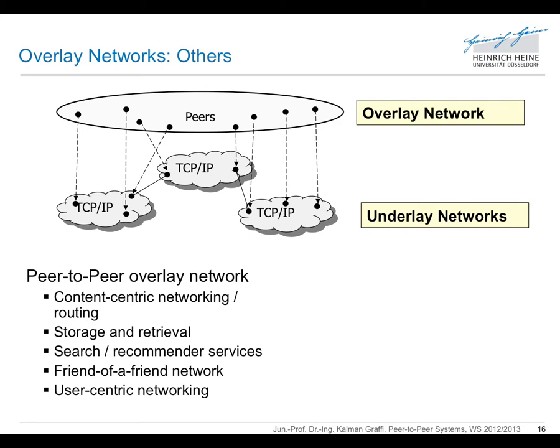So there are different overlays addressing different parts. What we will look at in the peer-to-peer framework is more the storage, retrieval and content-centric networking, because we use the peer-to-peer overlay for two reasons. First, to implement the distributed storage, and second, to implement this user-centric networking, so that we find the users that we want to communicate with, so that we can really look up the friends that we have.